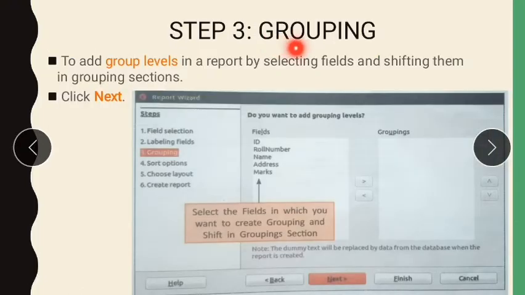So it will move on to step 3, that is grouping. If you want to add group levels in a report, you can do that by selecting the fields given in this section. And if you click on this single arrow, these fields will be shifted to this grouping section. If it is not required, simply click on the next button.